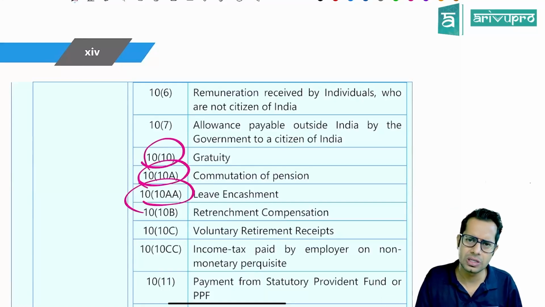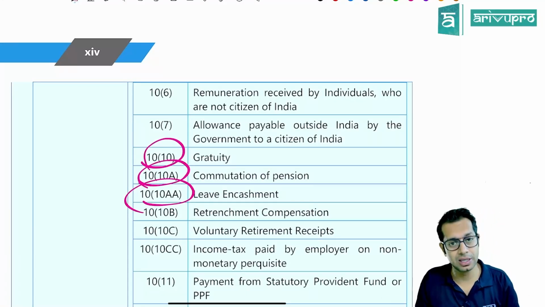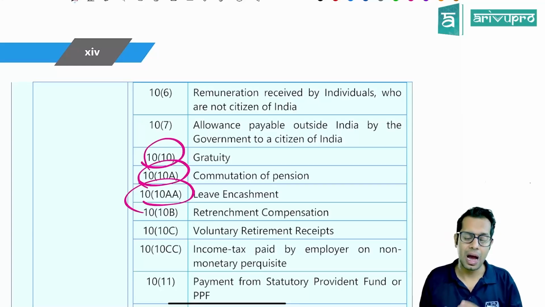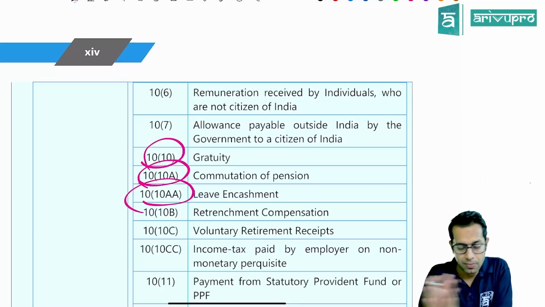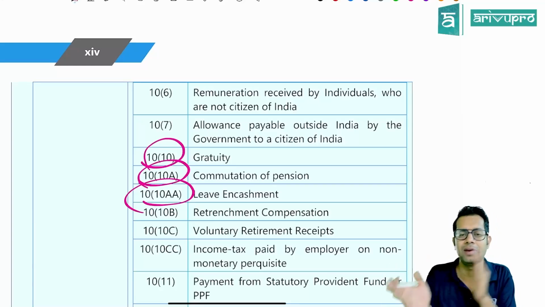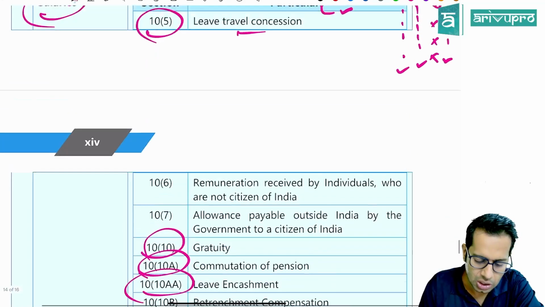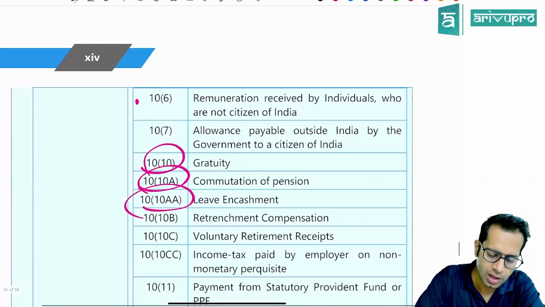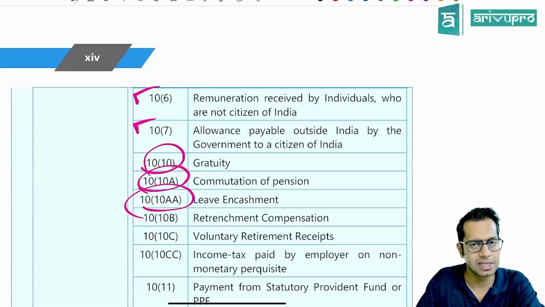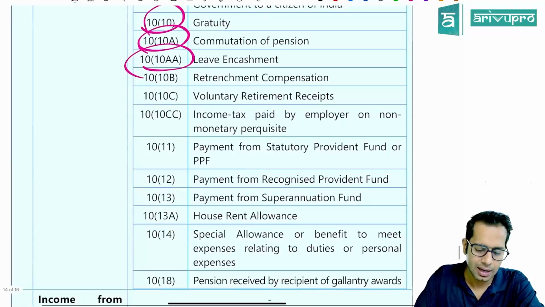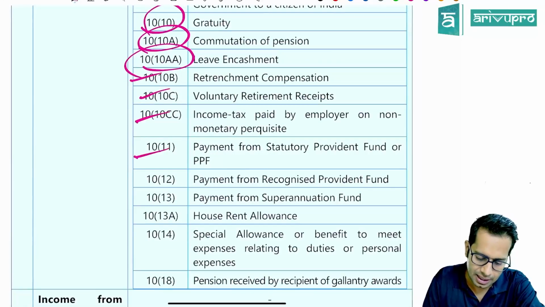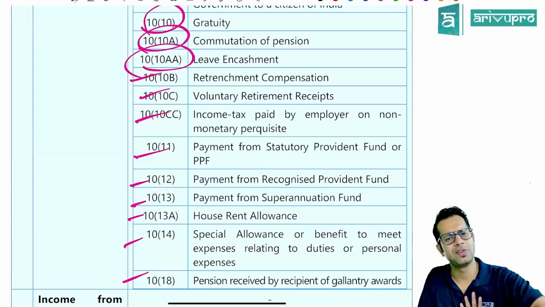Yes, sir, we have discussed all these points. So those points which you have discussed in the classroom, they have removed a chapter called exemption, and they have added those exemptions in the respective chapters. Okay, so these are the different things which they have included: 10(5), 10(6), 10(7), 10AA, 10B, 10C, 10CC, 10(11), all these different sections which we have discussed in the classroom.